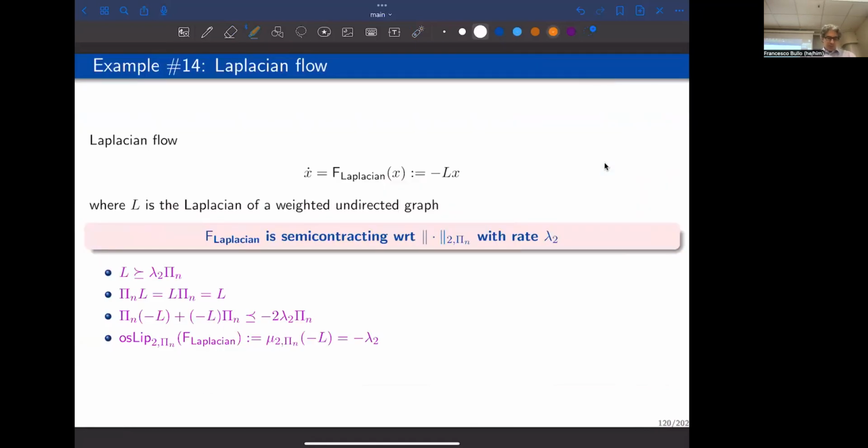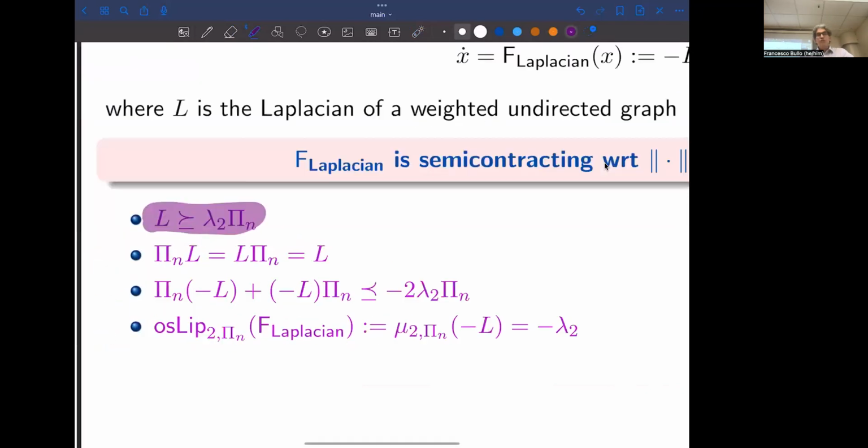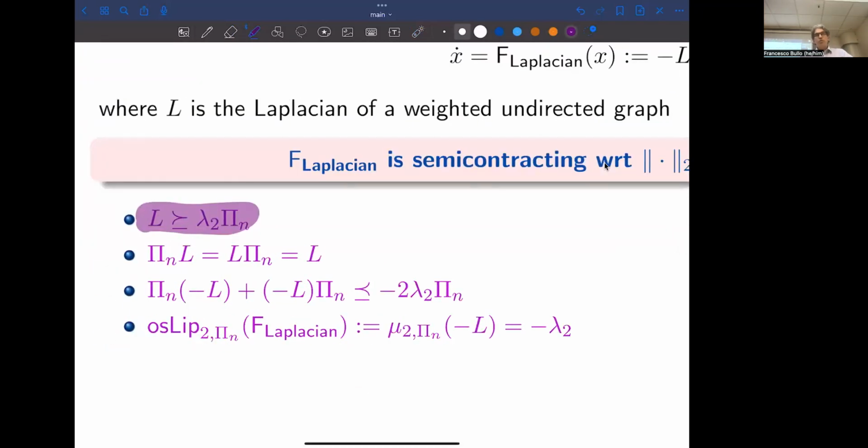I'm going to skip the Laplacian flow. Or maybe let me just do it. It's super quick. The Laplacian matrix is lower bounded by its smallest non-zero eigenvalue times the projection onto 1_n perpendicular. So you just think about the geometry and the property of the graph, and that's what you get. On top of that, the Laplacian matrix commutes. This is the symmetric case.